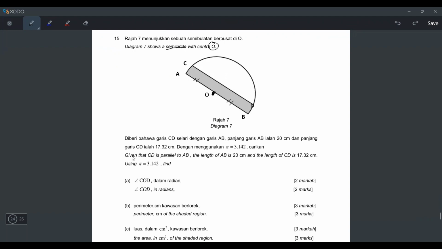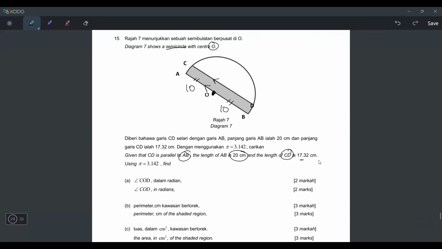So let's read the bottom part. Given that CD is parallel to AB, label it. CD is parallel to AB. Okay, and the length of AB is 20 cm. Label it. 20 means this is 10, 10. Because if the whole thing is 20, then you divide by 2. So the radius is 10.